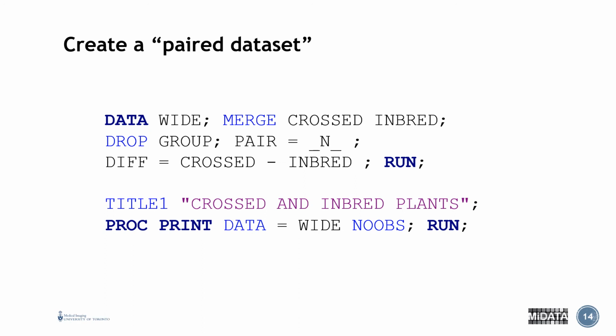Now, when we create a paired data set, don't forget here we have what we call a wide data set, which means that data are in columns. And so in order to do that, we're merging the crossed and inbred data sets. As you can see here, I'm just getting my pointer. We're merging these two data sets. And then we're taking the difference between crossed and inbred, right? So remember, this is a pairing, a paired data set.